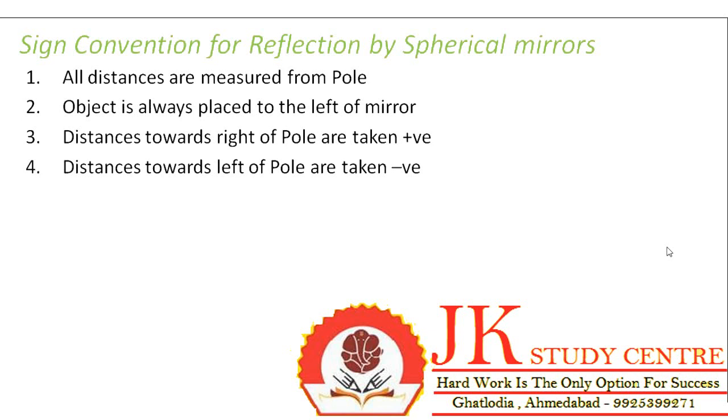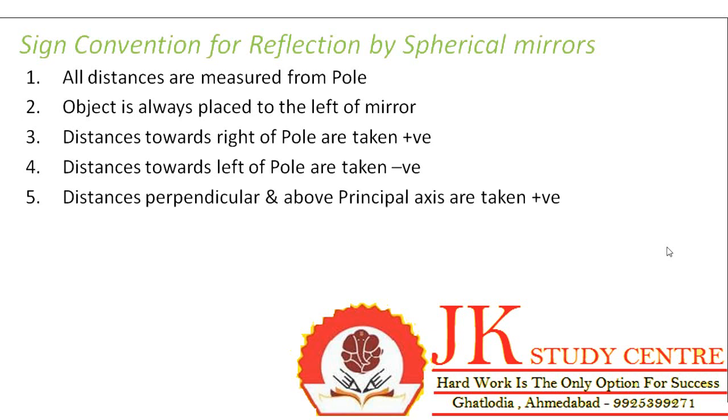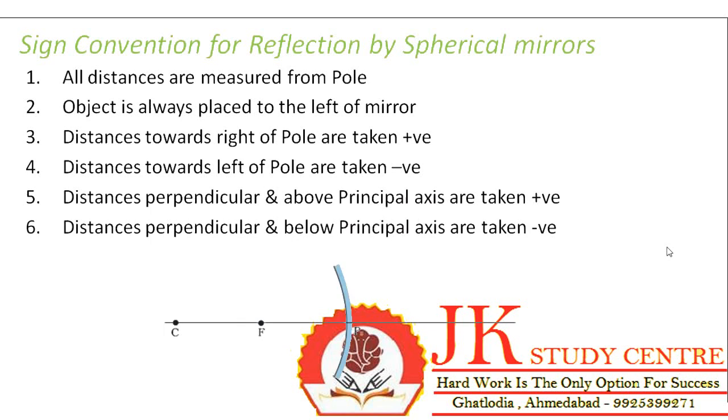Distances perpendicular and above principal axis are taken positive. That means whenever an image is formed erect, it is perpendicular to the principal axis and it is above the principal axis. So it is taken as positive. Distances perpendicular and below the principal axis are taken as negative.